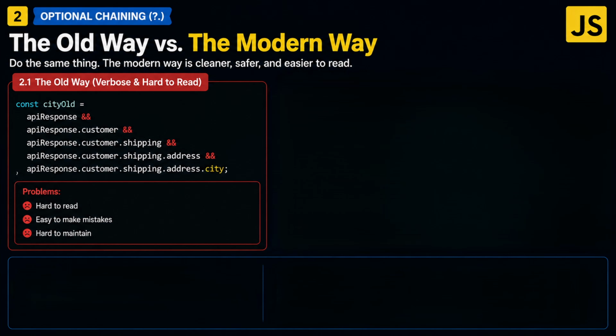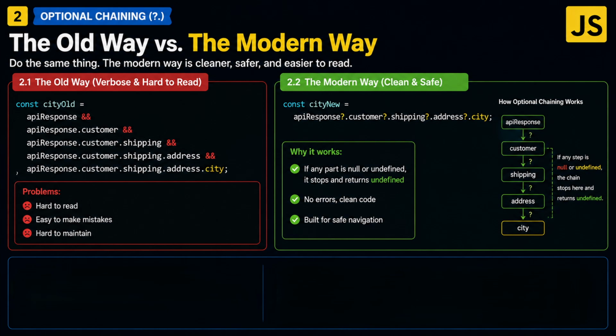But look at the cost. The code is repetitive, hard to scan, easy to mistype, and harder to maintain when your object becomes larger. This approach still exists in older code bases, and it is useful to understand. But for modern JavaScript, optional chaining is usually the cleaner choice.